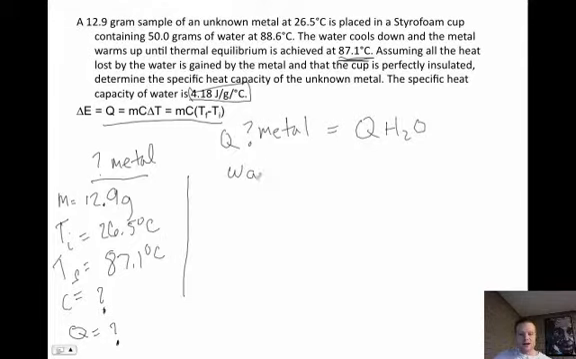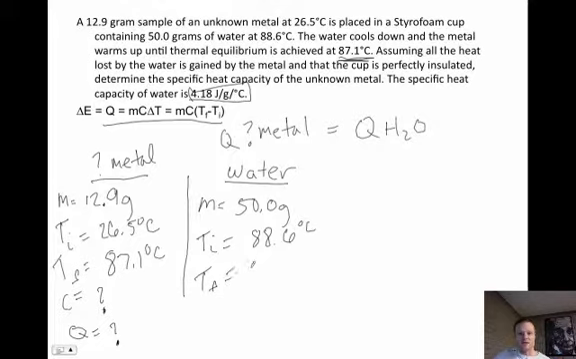Then over here I have water. What do I know about my water? Well, I know that the water has a mass of 50 grams. It has an initial temperature of 88.6 degrees Celsius. I know that it has a final temperature of 87.1 degrees Celsius. How do I know that? Again, it's because thermal equilibrium was reached at 87.1 degrees Celsius. Do I know a specific heat of water? The answer is yes. I tell you the specific heat capacity of water is 4.18 joules per gram degrees Celsius.